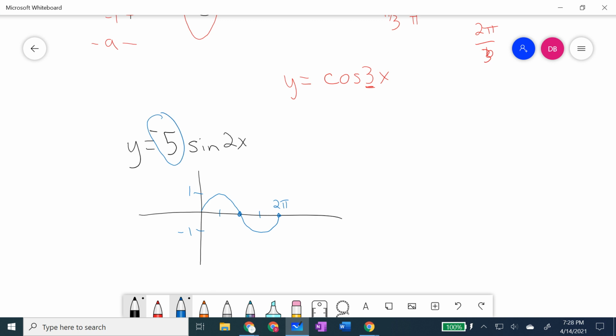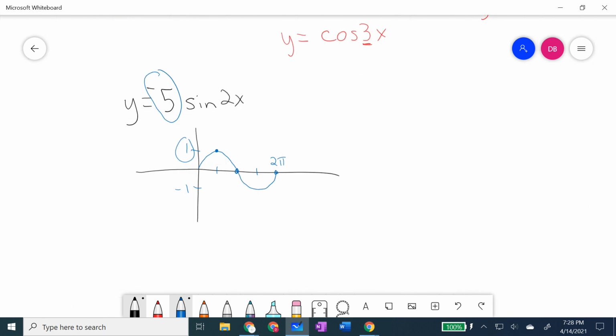Multiplying by -5 is going to take whatever this y value of +1 will multiply by -5 and show up down here. So it's going to turn the graph upside down and stretch it by 5 units. This y value of -1 is going to be multiplied by -5 to become a +5 and stretch up that way.